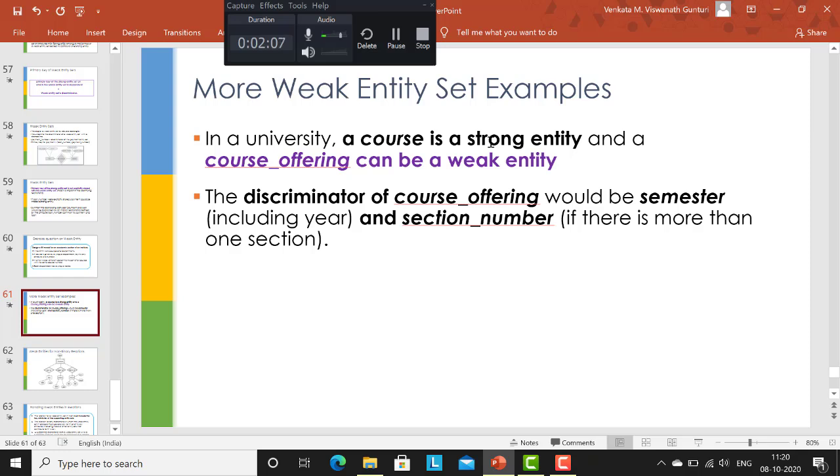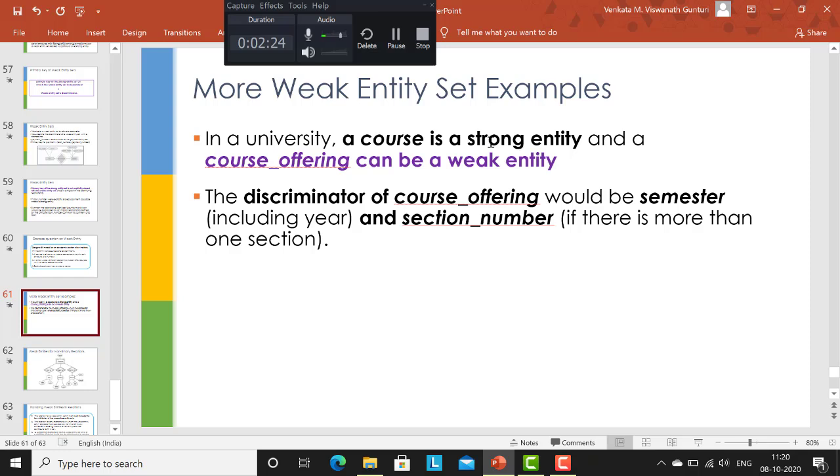So let's take one course, CS201, right? It will have several offerings. That means the course was offered several times. So now the course offering can be a weak entity which is sitting under the course as the strong entity.